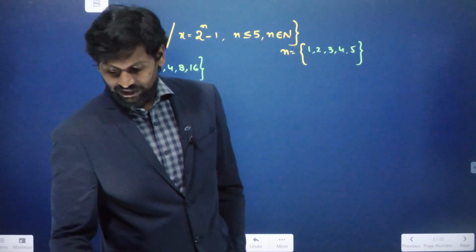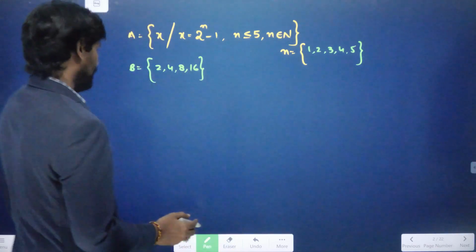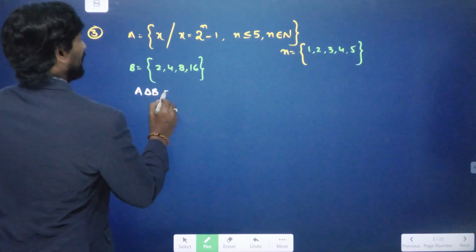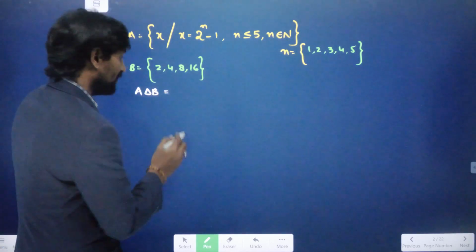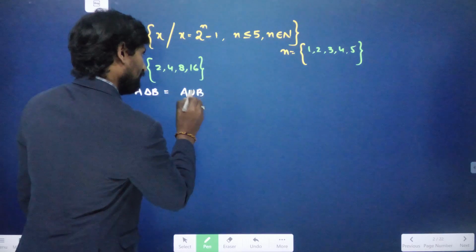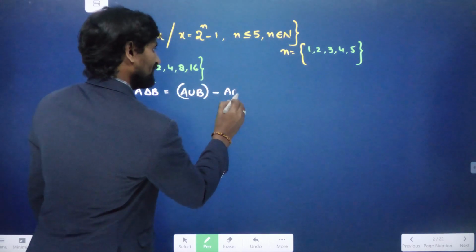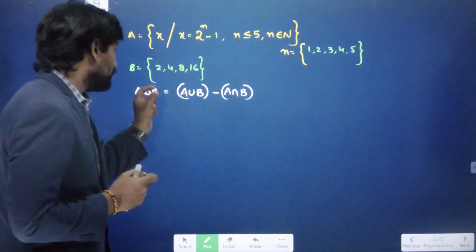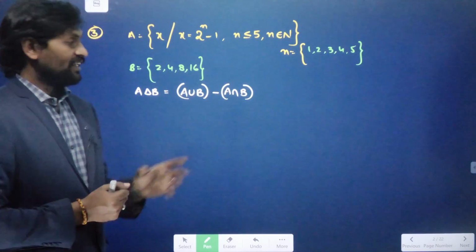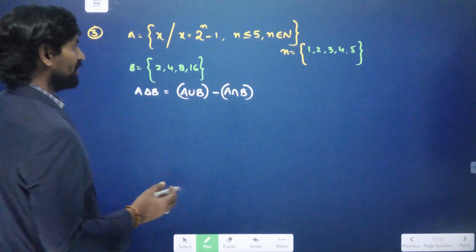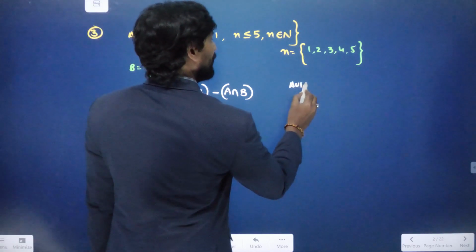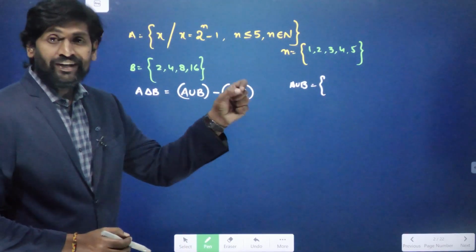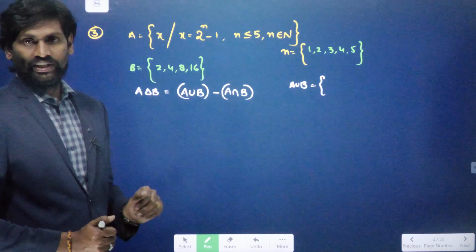Now we need to find out the value of A delta B. A delta B is nothing but A union B minus A intersection B. So the A delta B formula is A union B minus A intersection B. Let us try to find A union B. What is A union B? A union B is nothing but all the elements of set A and all the elements of set B together.